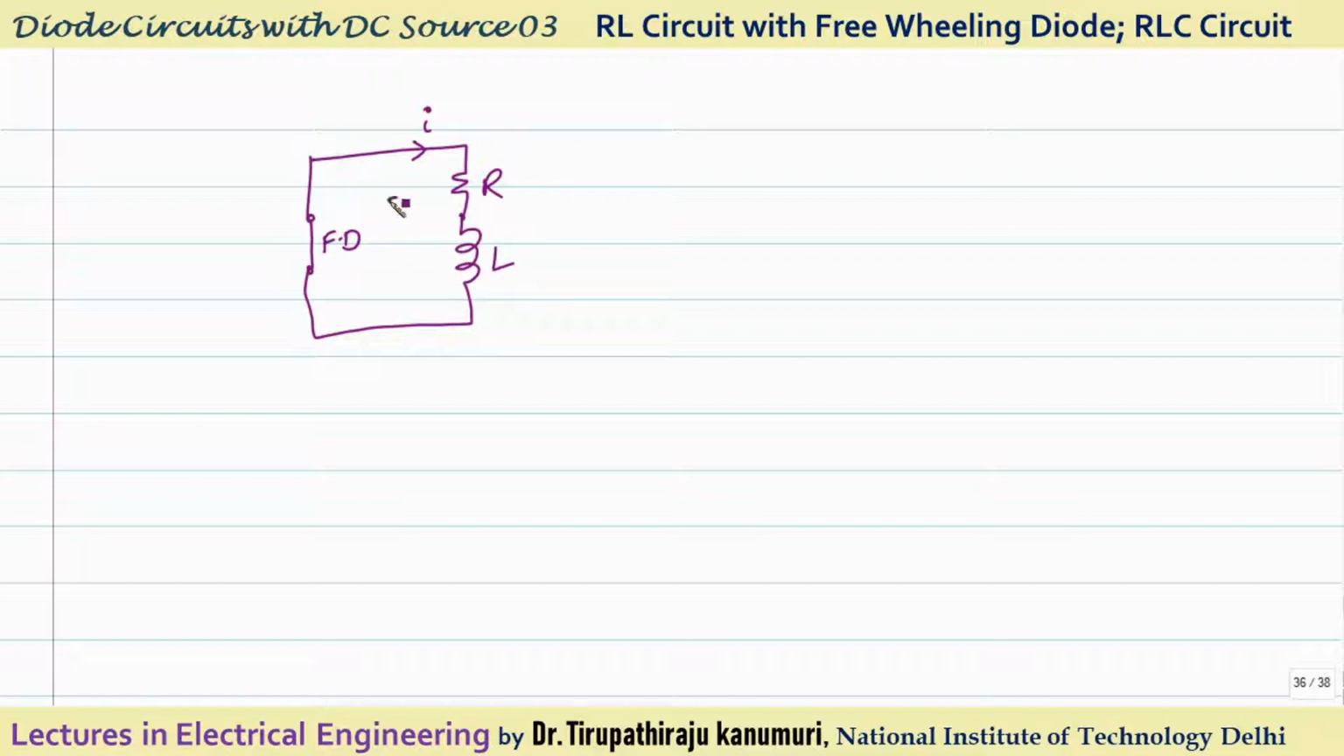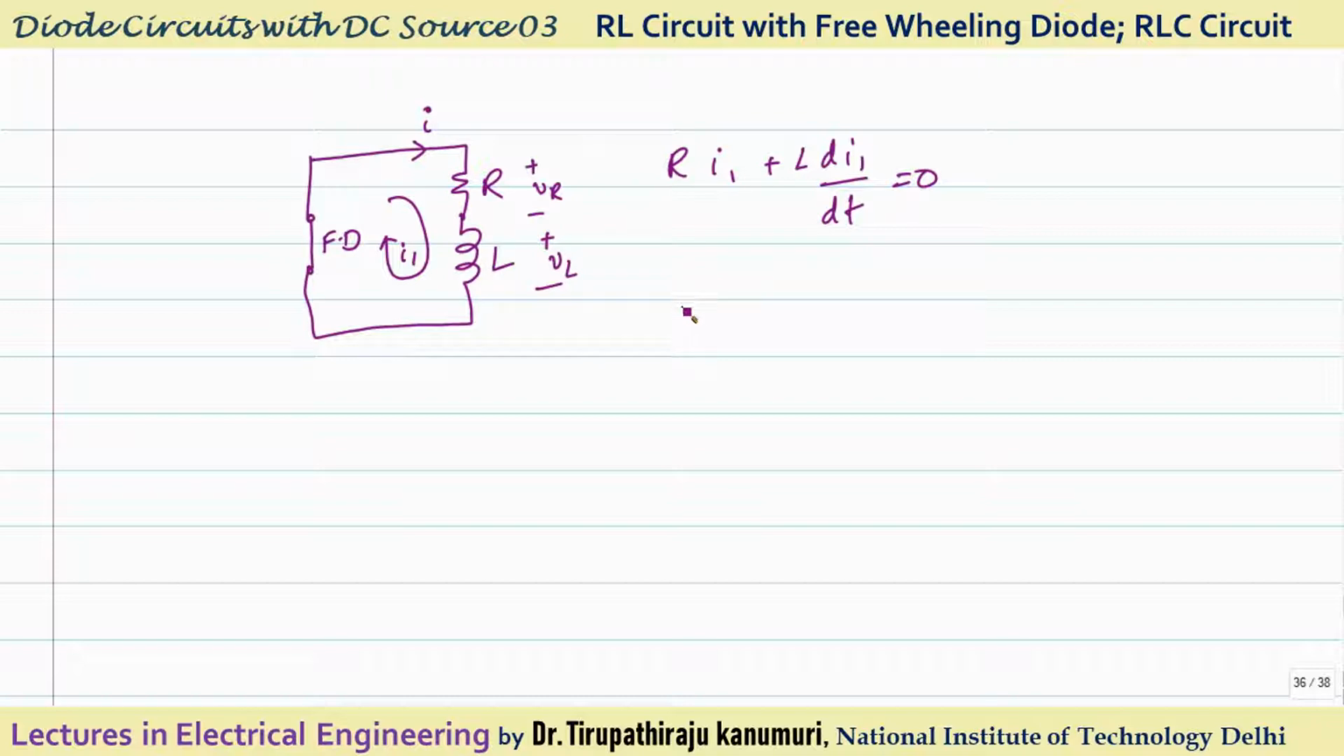Now try to apply KVL in this loop. When you apply KVL in this loop, this will be equal to R into, let us take this current under this condition as I1, so R into I1 plus L into di1 by dt will be equal to 0, because the sum of the voltage drops will be equal to 0. I am taking this as my reference direction, because the reference direction is always taken in the direction of the current. So this is my value of VR, this is my value of VL. Getting it?